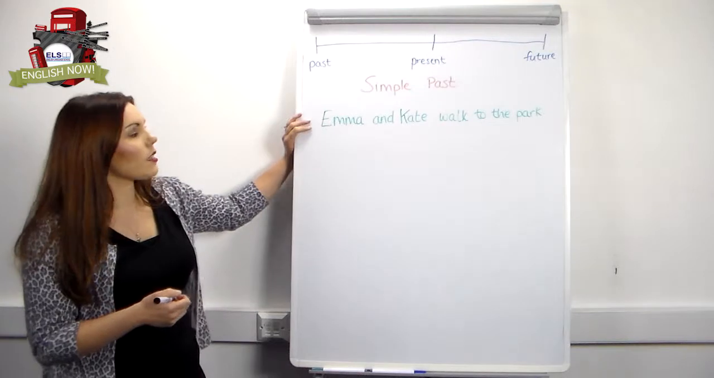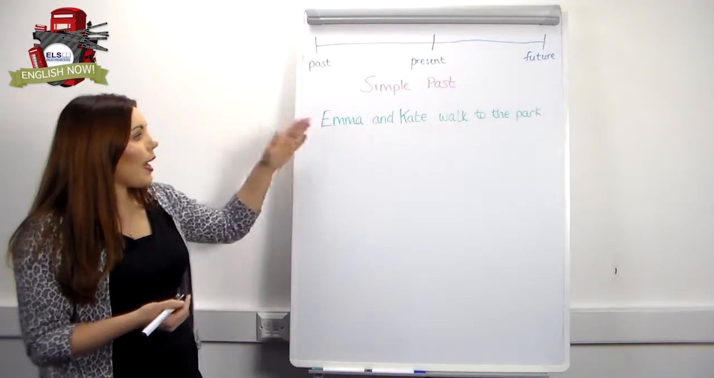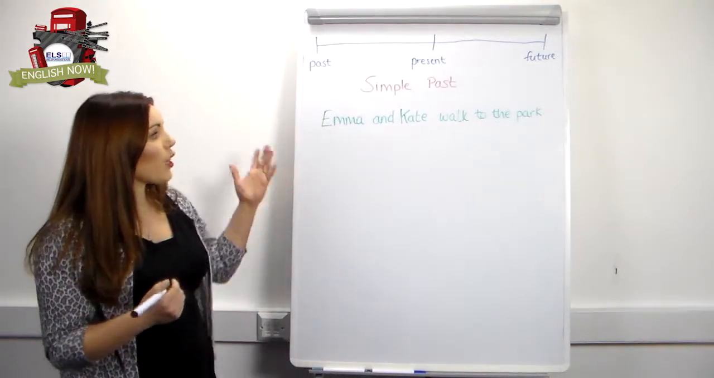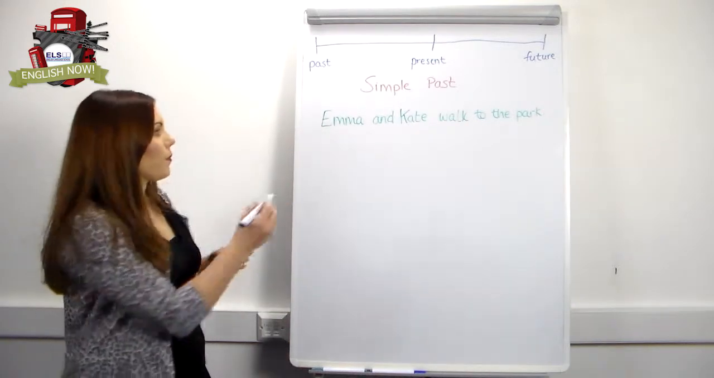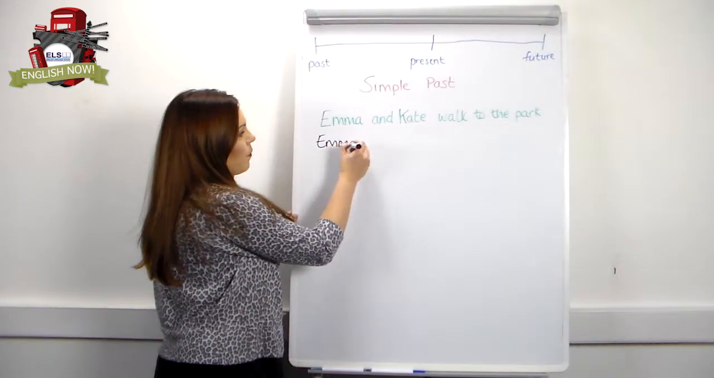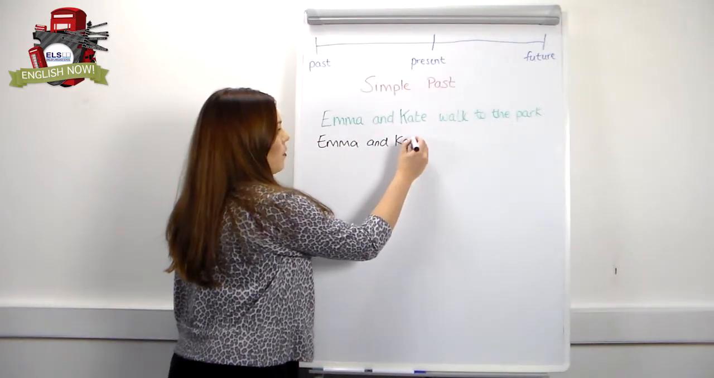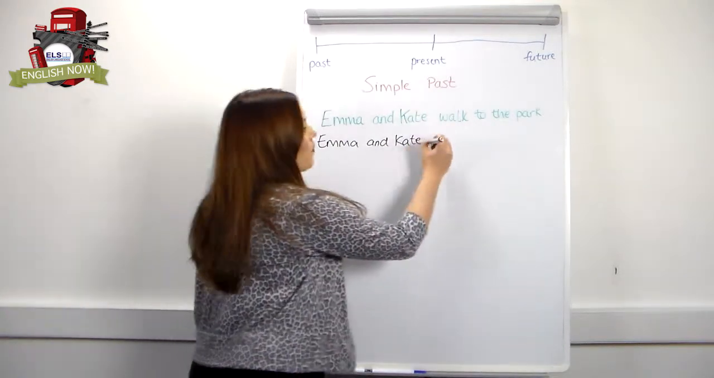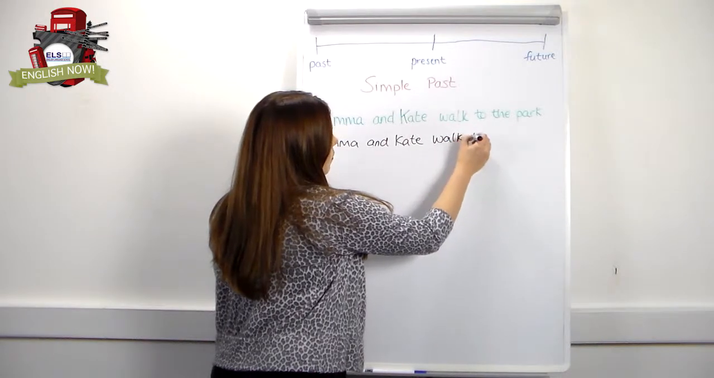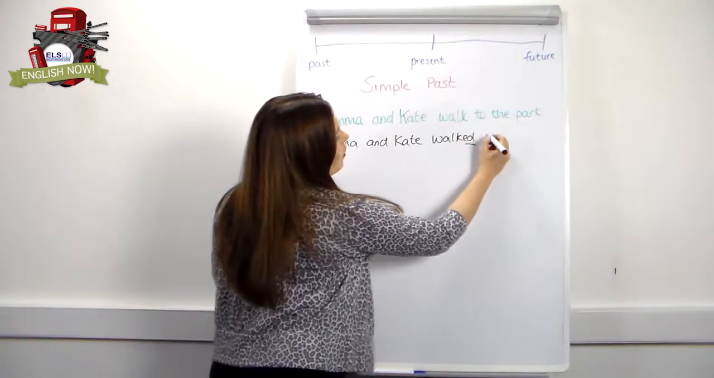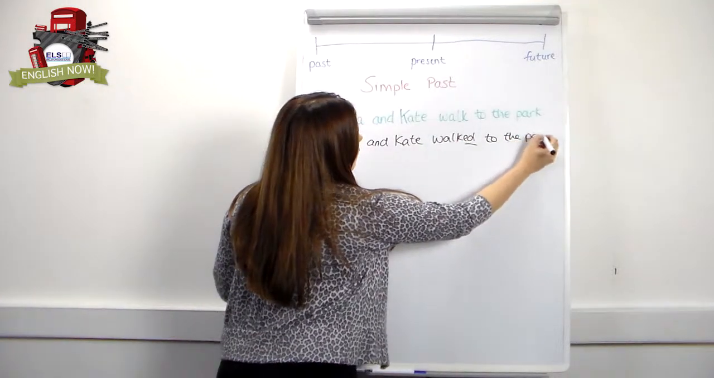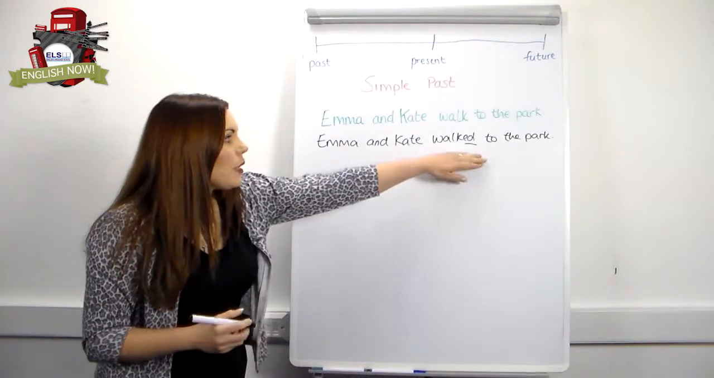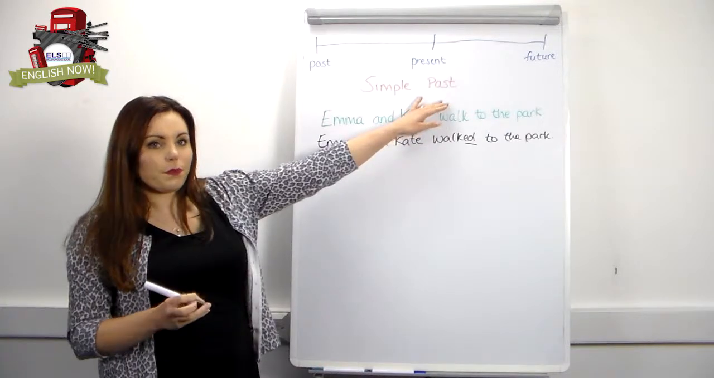Let's have a look at this sentence, which is in the simple present. Emma and Kate walk to the park. This is their routine. How do we change this sentence into the simple past? The subjects will stay the same, Emma and Kate. The verb will stay the same as it is the same action, but we add ed to the end. Emma and Kate walked to the park. That's the only difference from this sentence here.